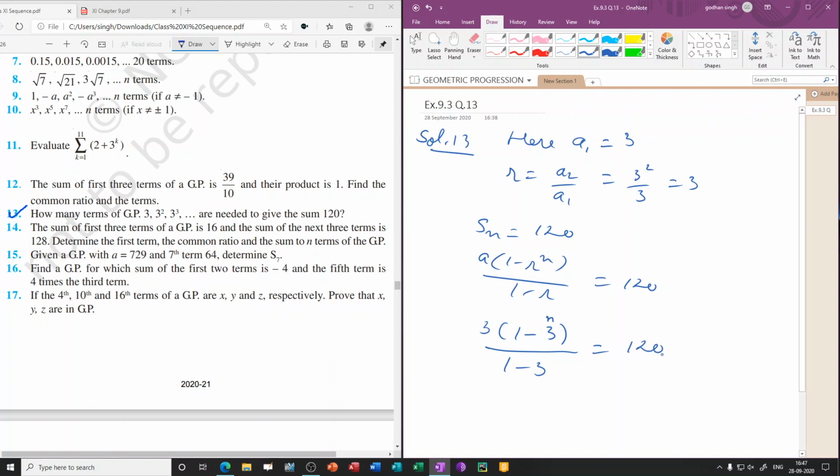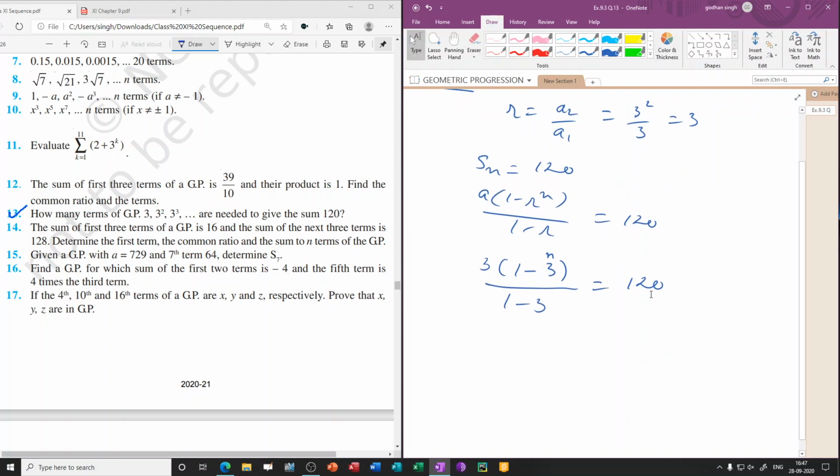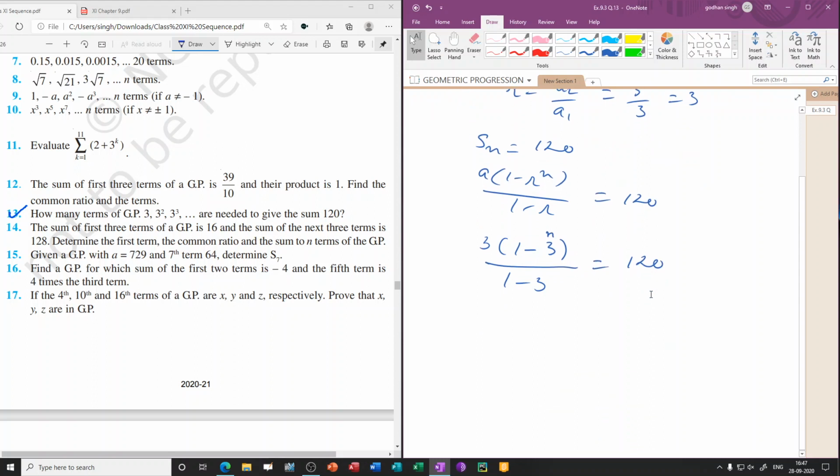If you want, you can use the other one also, A into R raised to n minus 1 over R minus 1. It doesn't make a difference here. Generally, if R is greater than 1, you can use A into R raised to n minus 1 over R minus 1, but it will not make any difference here. There is no rule like that, but still if you want to follow it, you can do it.